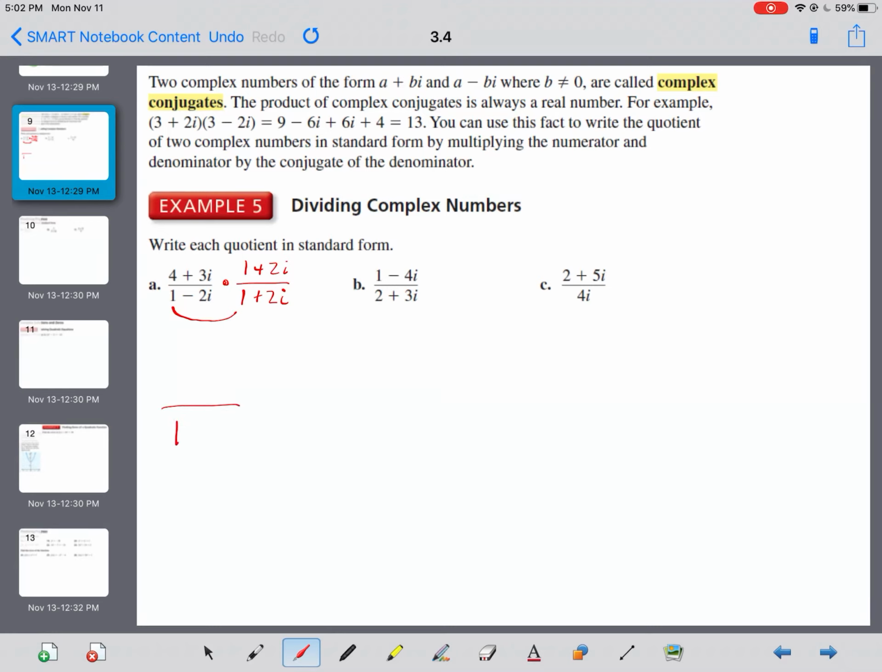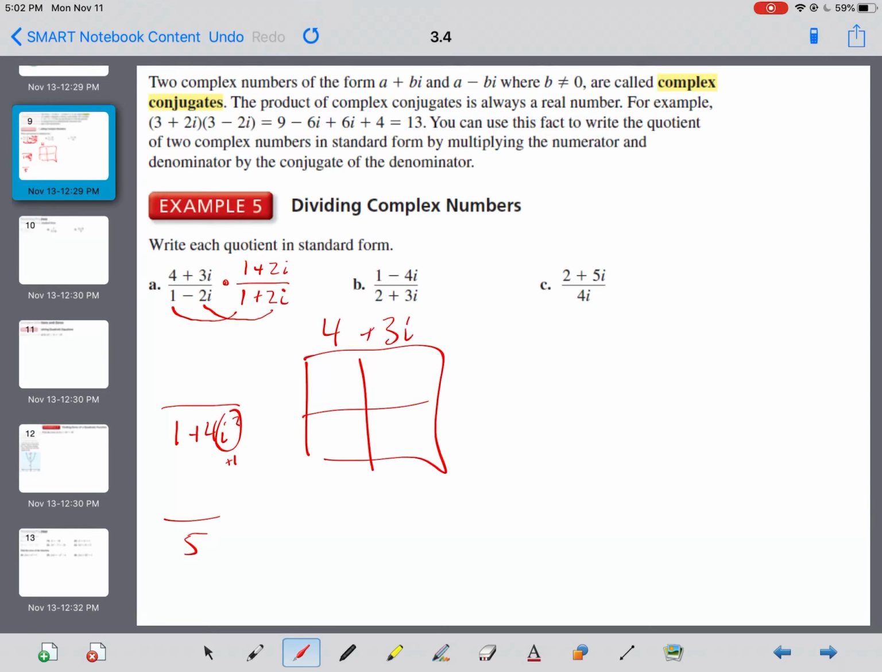So 1 times 1 is 1, and negative 2i times negative 2i makes negative 4i squared. That's a negative 1, so bloom, bloom. 1 plus 4 is 5. Now the top is the hard part. That's where we're going to need the box, because we got 4 plus 3i, and we got 1 plus 2i.